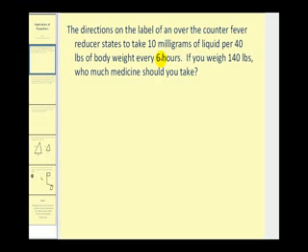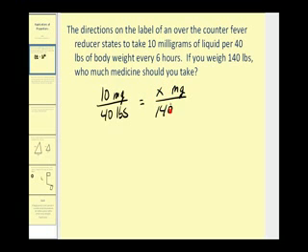So we're going to write two rates that compare the amount of medicine to body weight. The first rate will be 10 milligrams per 40 pounds of weight. 10 milligrams to 40 pounds must equal the rate of milligrams to 140 pounds. So we'll say X milligrams to 140 pounds. These two must be equal and therefore form a proportion.